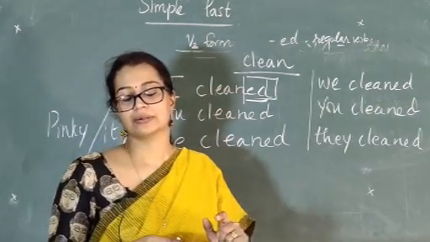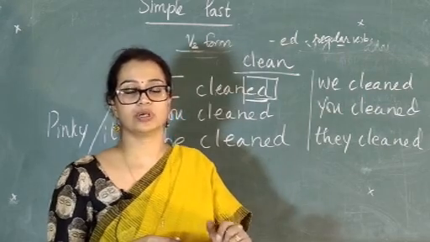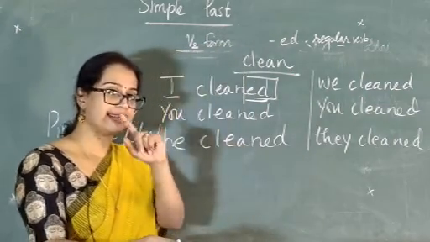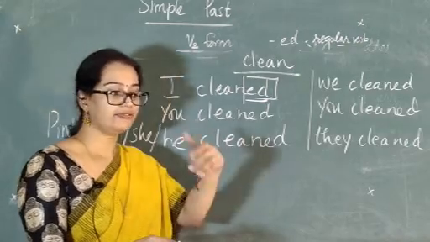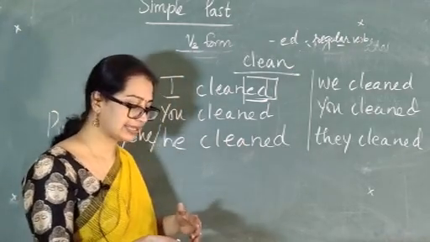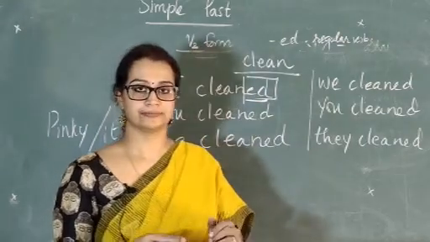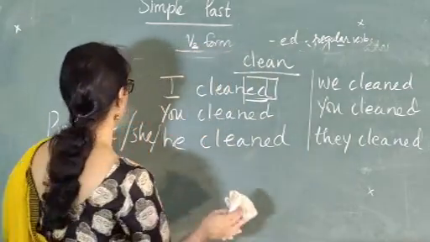Now let me ask you, how do you use the irregular verb? What are irregular verbs? Irregular verbs are the ones that do not end in the ed form. They have a different form. Like for instance, can you tell me the past form of eat? What is the past form of eat?